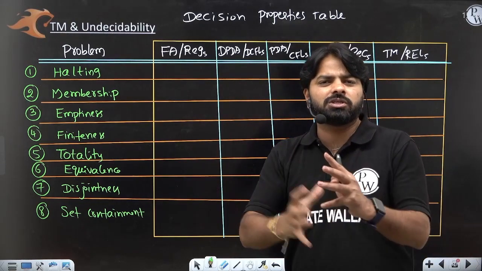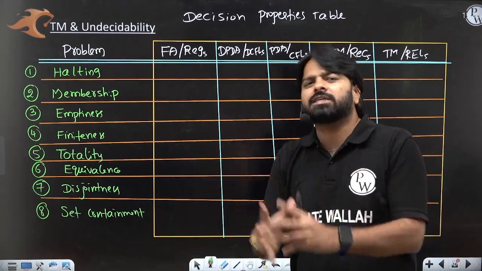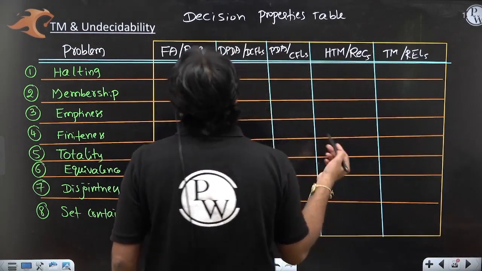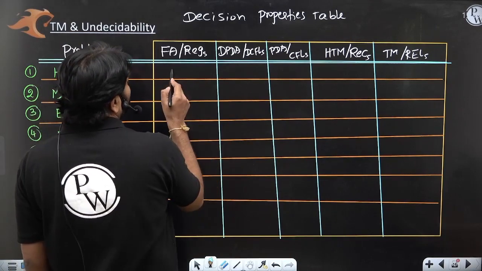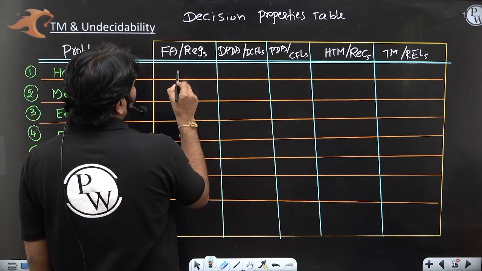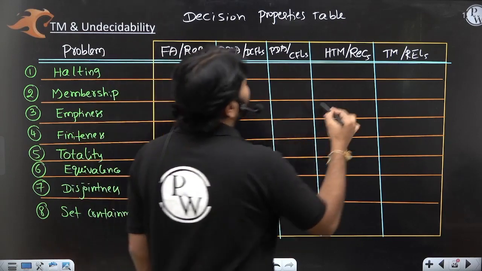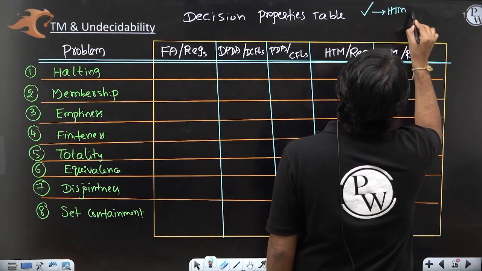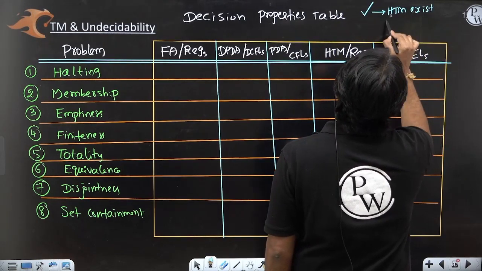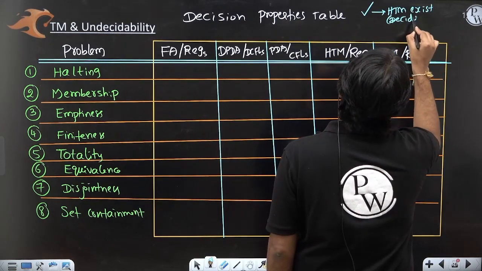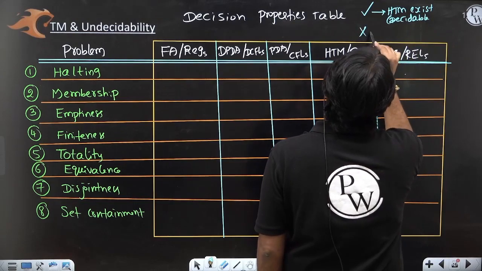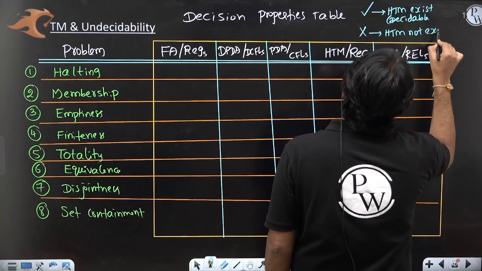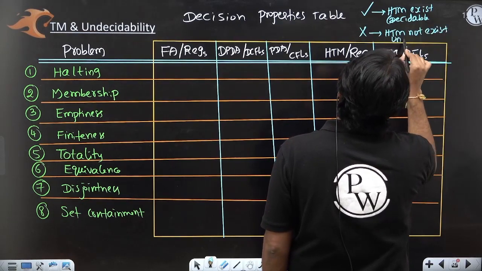If you have a Turing machine that always solves the problem, that means it is decidable. So for many problems here you have a halting Turing machine, and I'm just going to write a tick mark. Remember, tick mark means HTM exists, and HTM exists means decidable. Cross mark means HTM does not exist. A TM may or may not exist, we don't care. But if an HTM does not exist, it means undecidable.